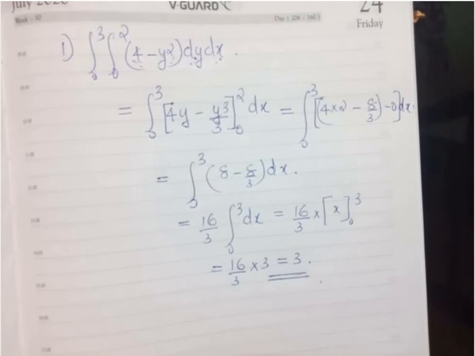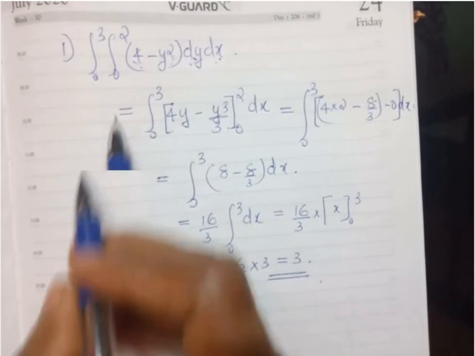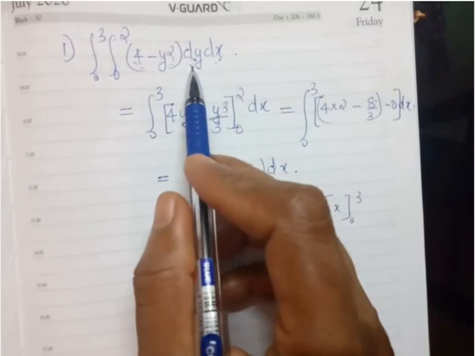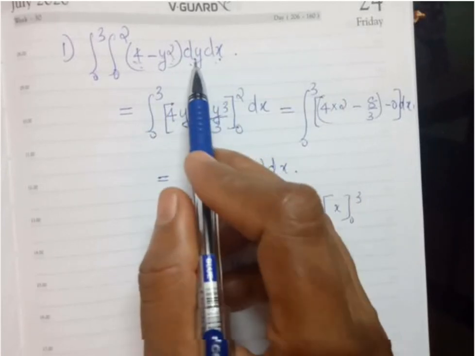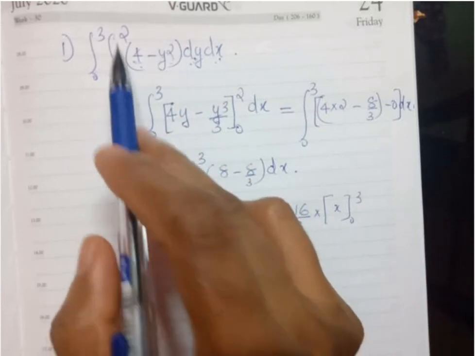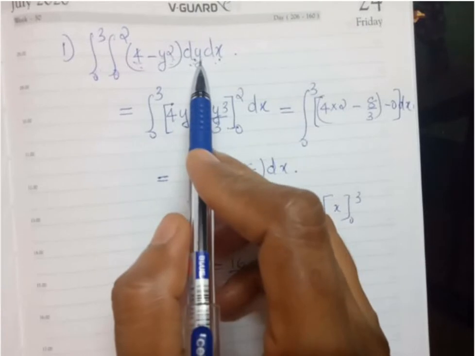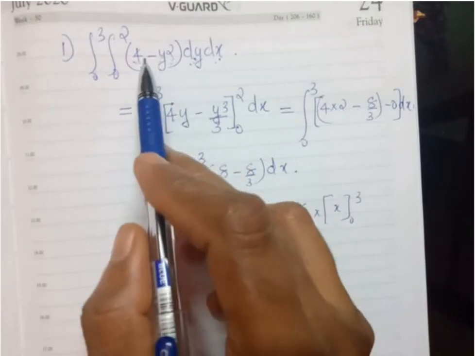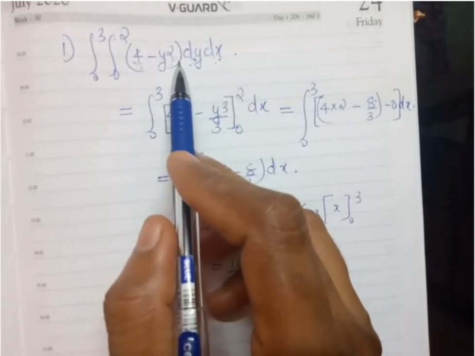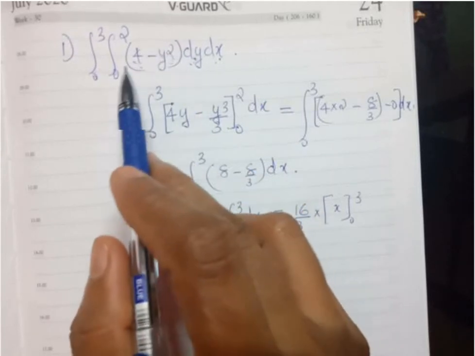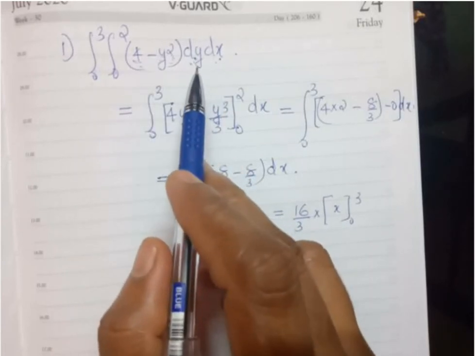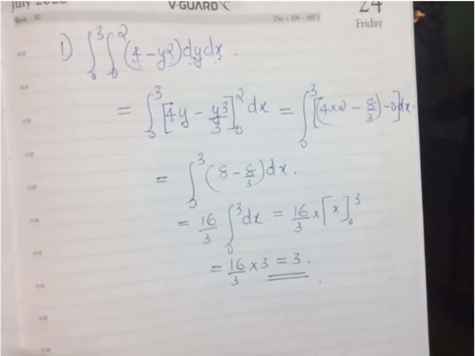Okay, is it clear? If the integration is dy dx, that means we first integrate with respect to y, the integral in the inside region, and then the outside region. So next I am going to do one more problem in this.